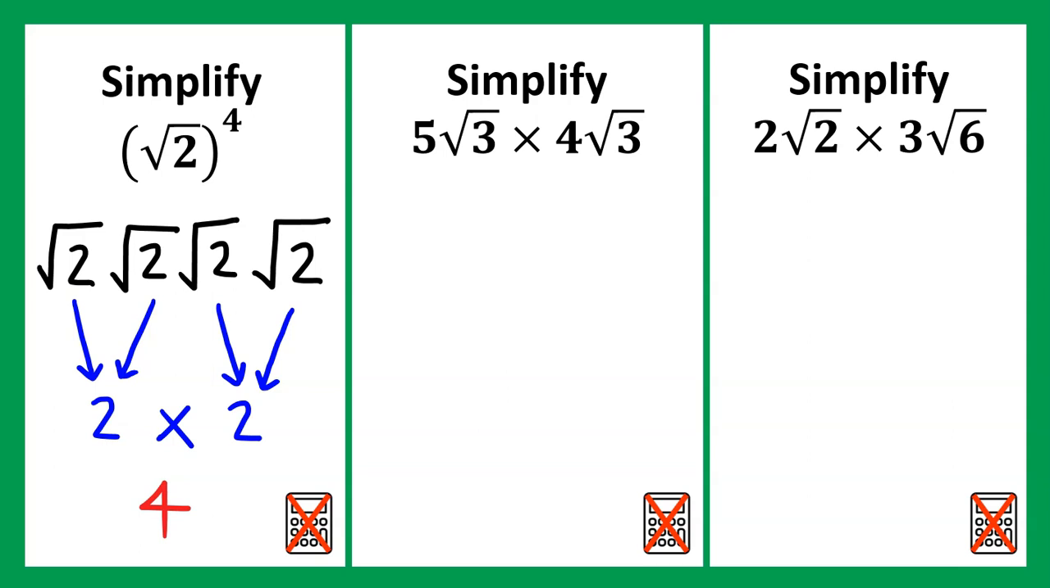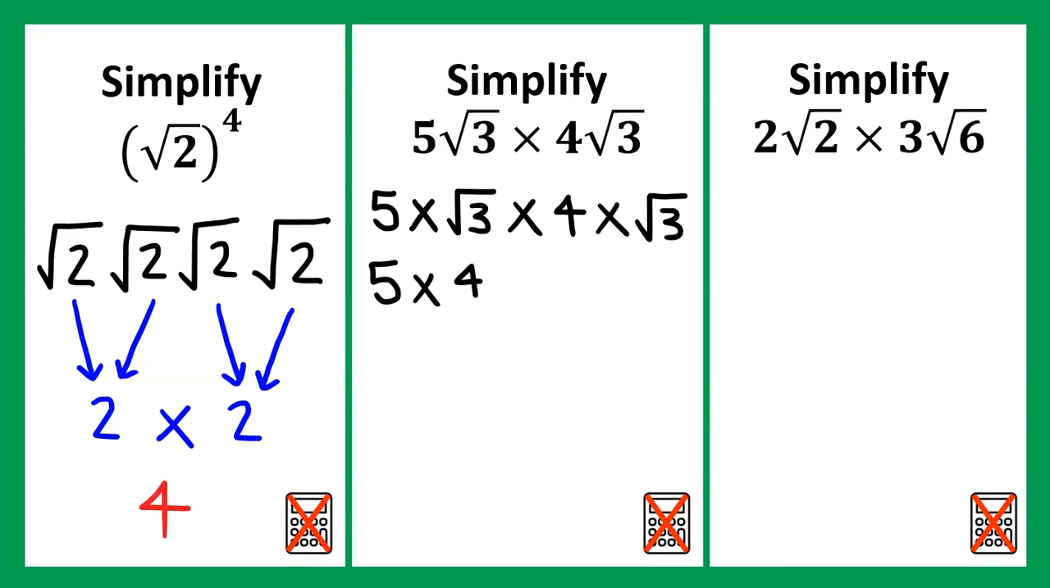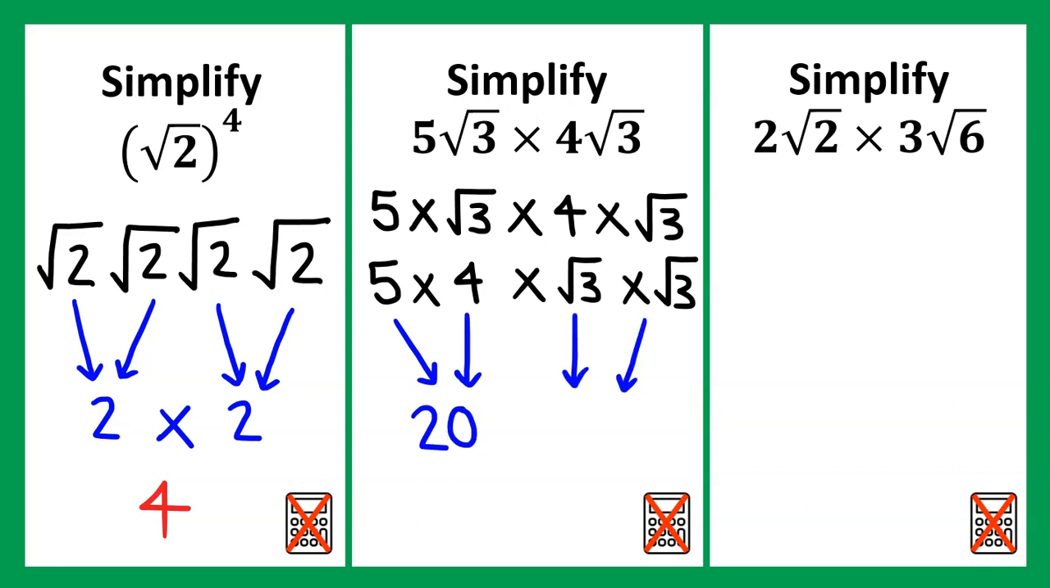For the second question, we have 5 lots of root 3 multiplied by 4 lots of root 3. Technically, this is the same as 5 multiplied by root 3 multiplied by 4 multiplied by root 3. So it wouldn't make any difference if we were to write the calculation as 5 multiplied by 4 multiplied by root 3 multiplied by root 3. 5 times 4 is 20, and root 3 times root 3 is 3. Multiplying these together would give me 20 times 3, which is 60.